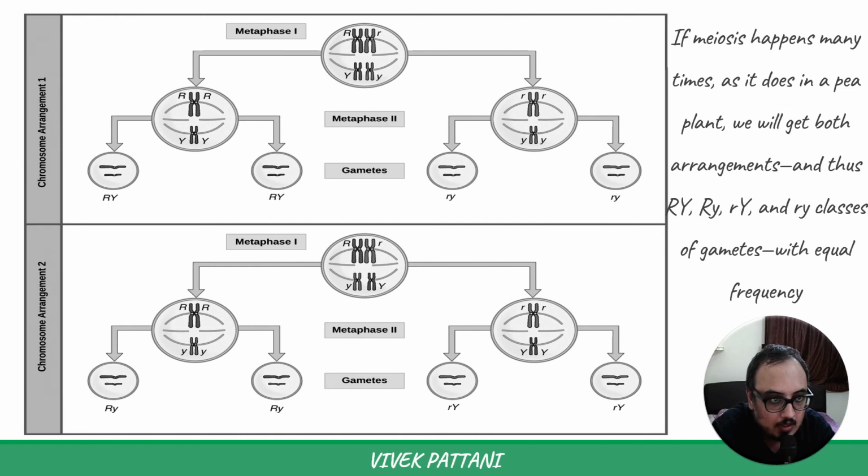Now, if meiosis happens many times, as it does in pea plants, we will get both types of arrangements. Now in metaphase 1, the random orientation of the chromosomes will give rise to this type of gametes. Same scenario in this one also, which is an example of a recessive one. Now the second arrangement, again a random one, in the case of a hybrid cross.